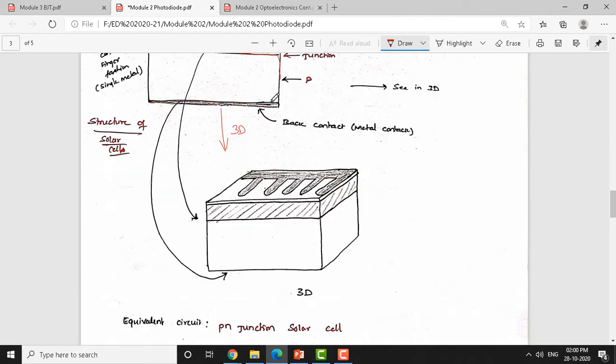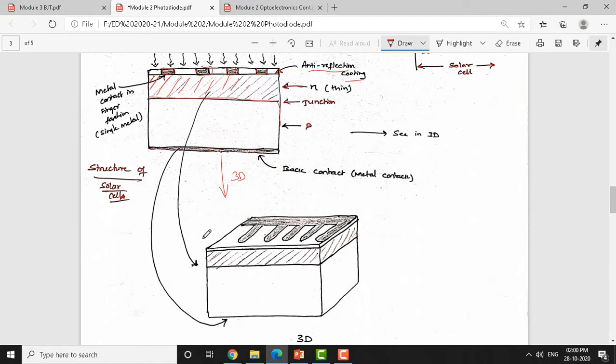Next, let us look at a three-dimensional view. The three-dimensional view is almost the same. You can see here there is an N region, this is a P region, and there is a junction between the N and P regions. These are all contacts which look like fingers, and the back contact is not visible to you in this 3D view. Here we need to make the light fall on this. If you make this a closed circuit, you will get a current equivalent to the light impacting the surface of the solar cell.